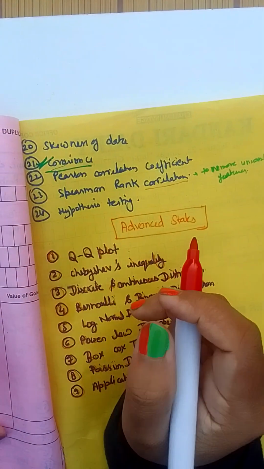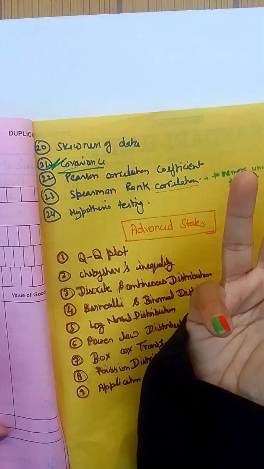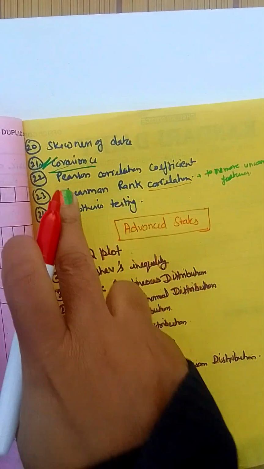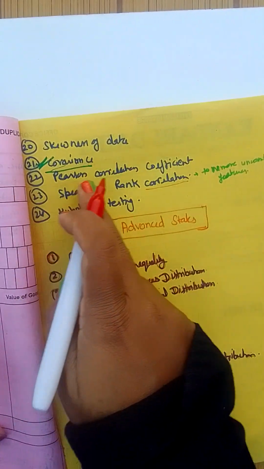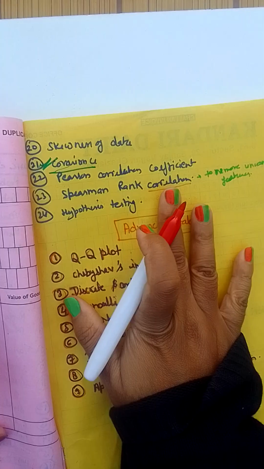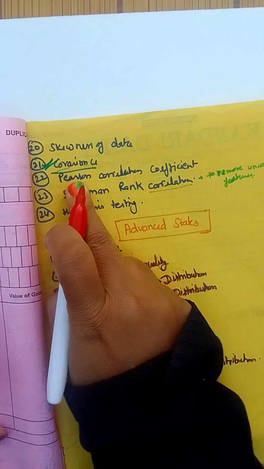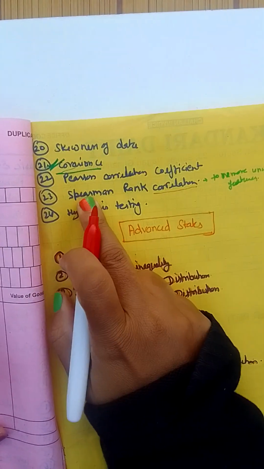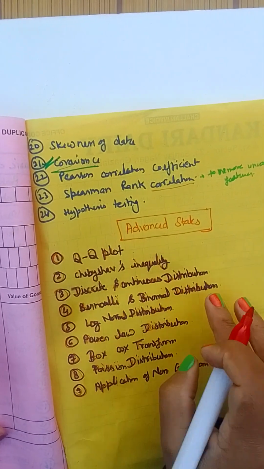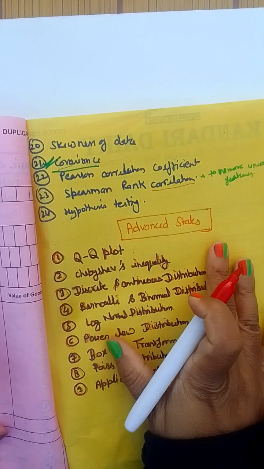Other than these two things, Kendall's tau is also used in data science. Fine. I haven't written it here because it is already under these two terms. Kendall's tau correlation coefficient also comes. Now I have already taught you Pearson correlation coefficient, Spearman rank correlation coefficient, and now I am teaching you Kendall's tau or Kendall correlation coefficient.